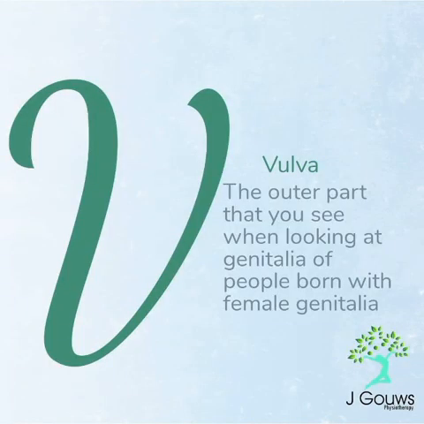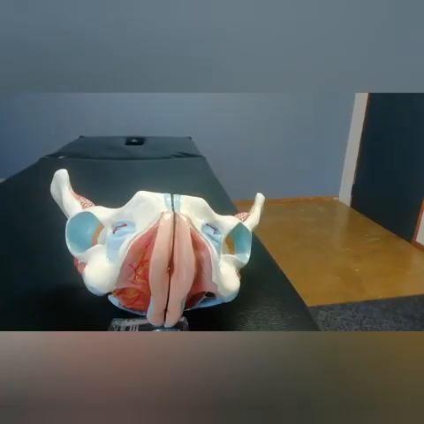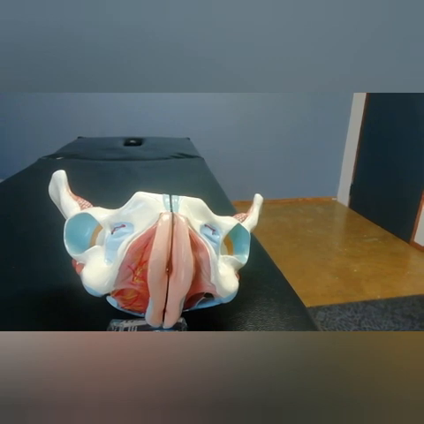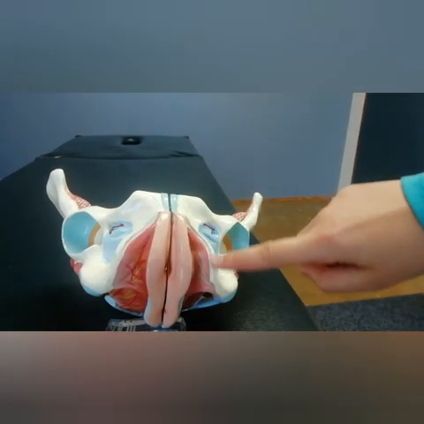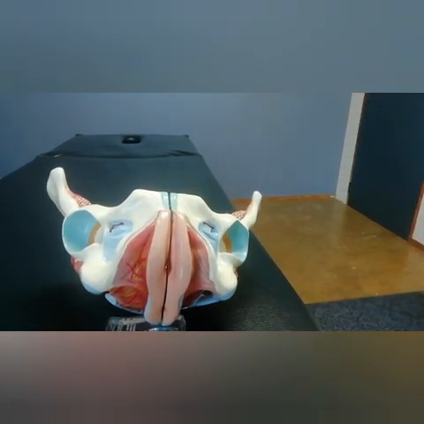V is for vulva. Very often the female genitalia is referred to as the vagina, but the area that we actually see on the outside when looking from the bottom up is actually called the vulva.